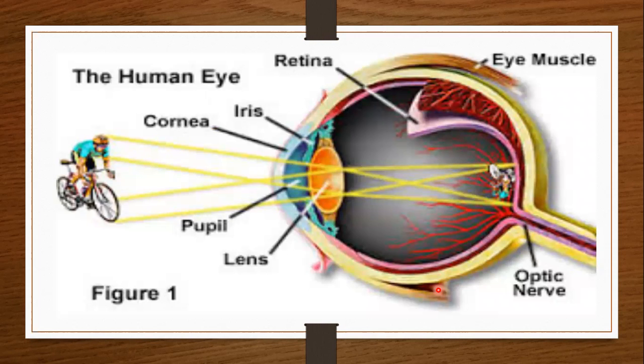Let's have a quick recap. The outermost white part of the eye is the sclera, and the middle layer is the choroid. As you can see, this choroid is modified as the ciliary body and the iris. This iris encloses the pupil, a small hole in the eye that lets light enter.